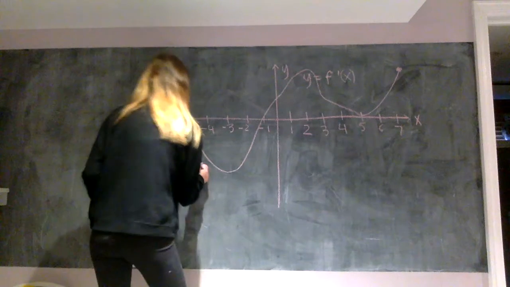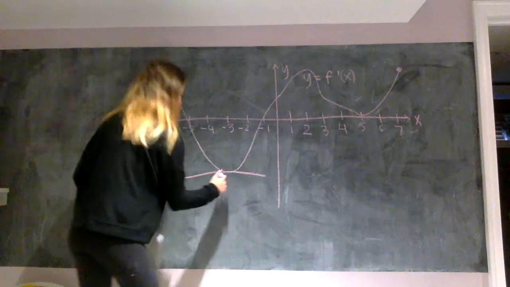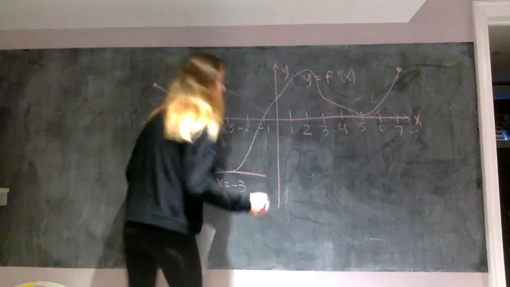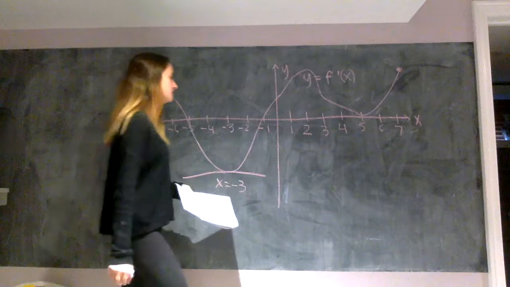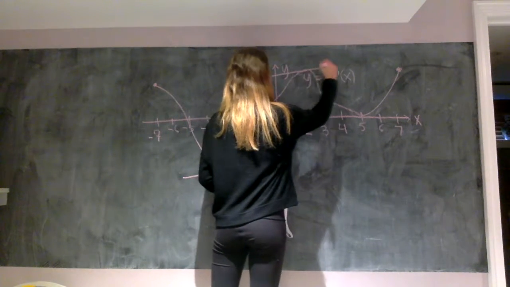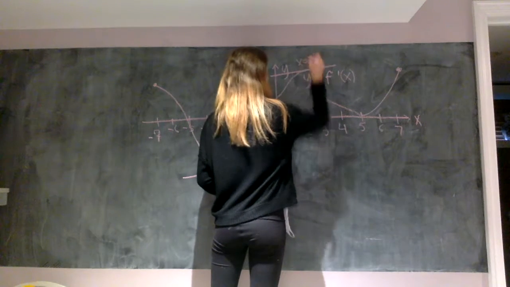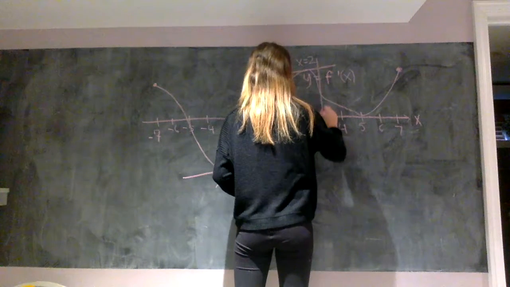So there's a relative min over here at x equals -3. And wherever there is a relative min or max, there's a horizontal tangent. So there's a horizontal tangent at x equals -3. There's also a relative max at x equals 2. So we know the horizontal tangent exists. And there's also a vertical tangent at x equals 3.